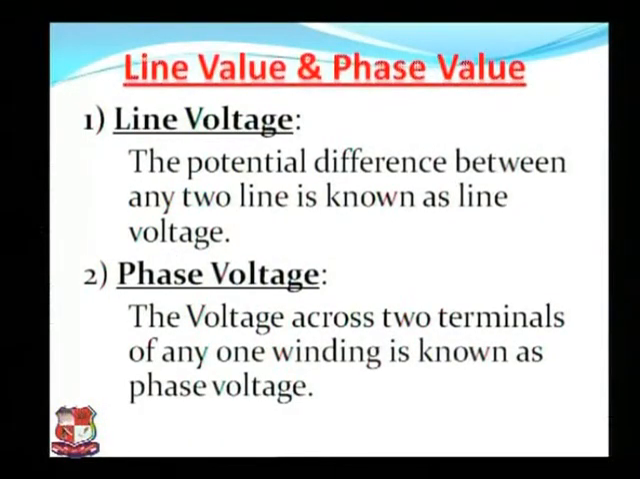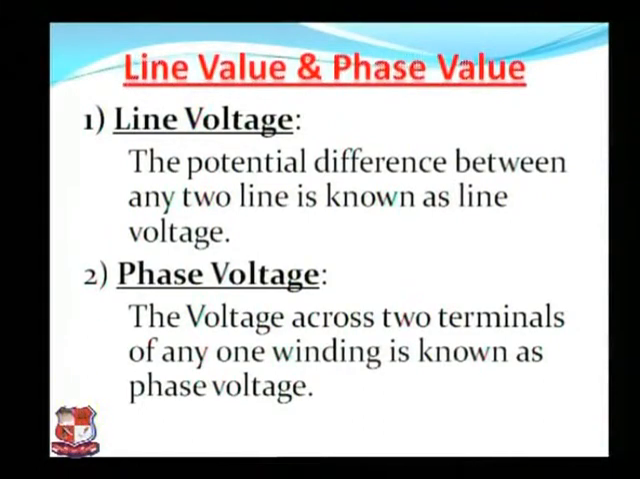The next term that is most useful in a 3-phase circuit is line voltage and phase voltage. The potential difference between any two lines is known as the line voltage. Like the line between A and B, the line voltage is known as VAB. For the line between B and C, the line voltage is VBC. And for lines A and C, the line voltage is VAC or EAC.